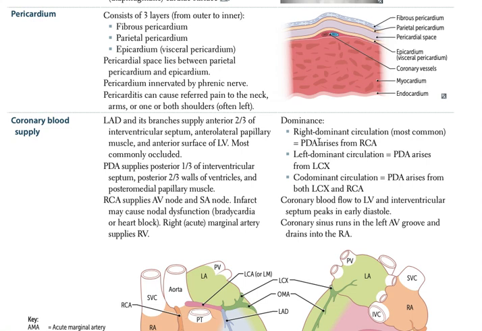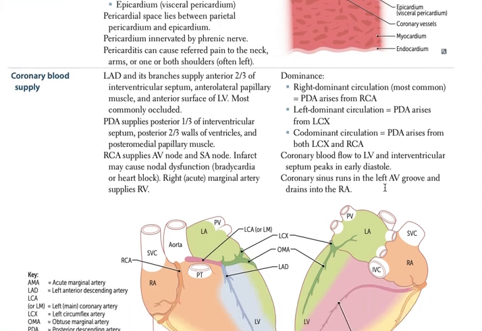So coming to the dominance, the right dominant circulation is the most common. PDA arises from the RCA. Left dominant circulation means the PDA arises from the left circumflex artery. Whereas codominant circulation means the PDA arises from both the left circumflex and the RCA, or the right coronary artery.